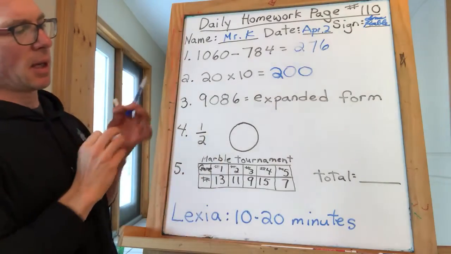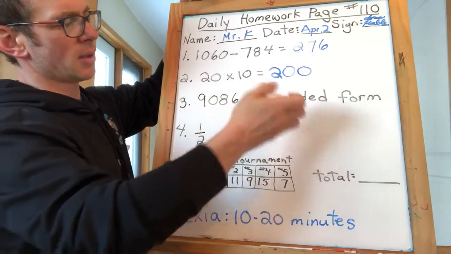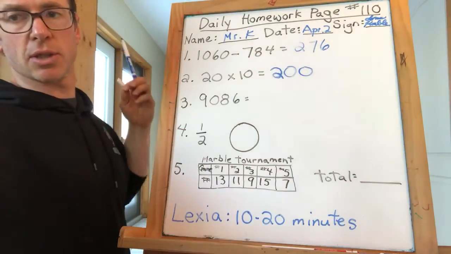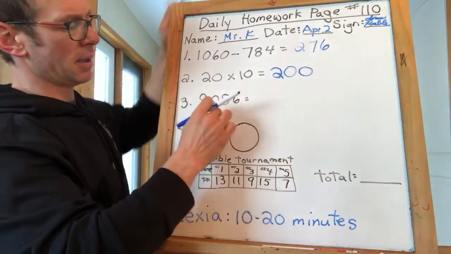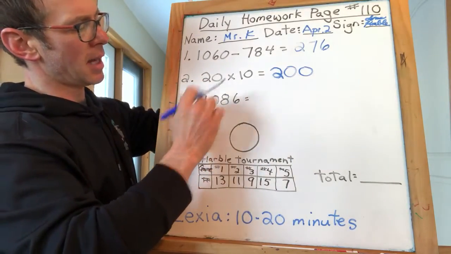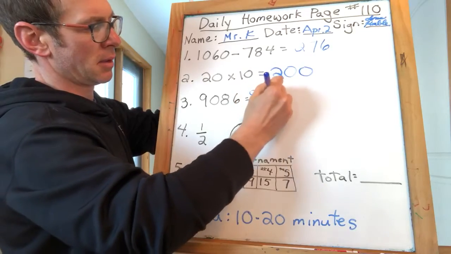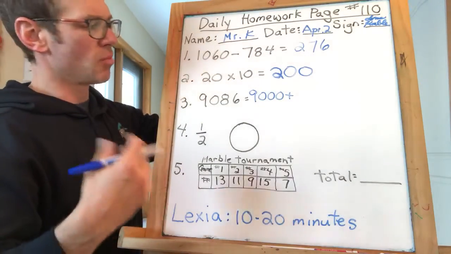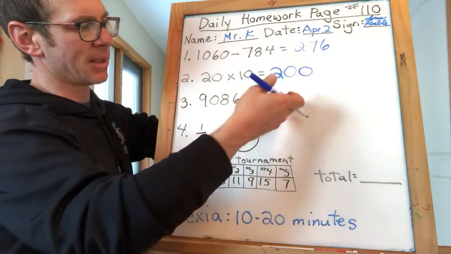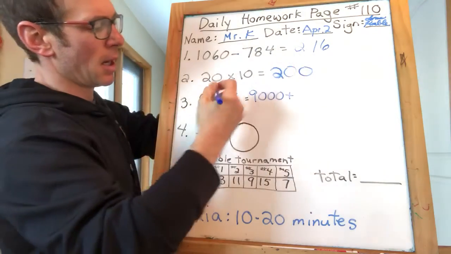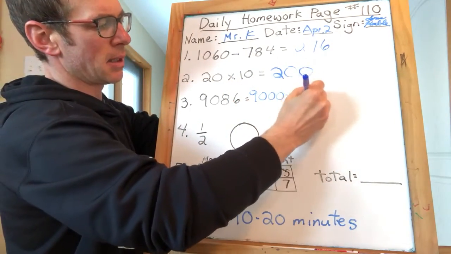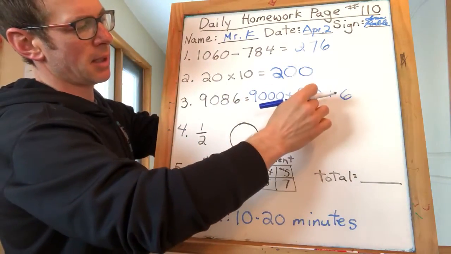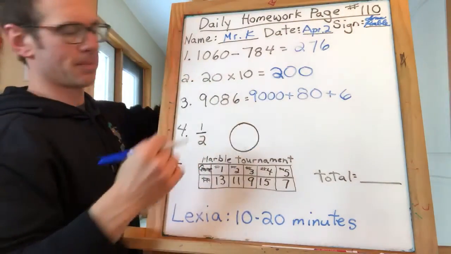All right, next question. We have 9086. What is the expanded form of that? So we were talking about expanded form actually with the subtraction question. We're just showing the value of each digit in the question here. So this 9 is 9,000. This 0 is worth 0. Now when we add 0 to something, it doesn't change anything. So we don't actually have to add the 0 in if we don't want to. 8 is 80. And the 6 is 6. So 9,080 and 6 makes 9,086.